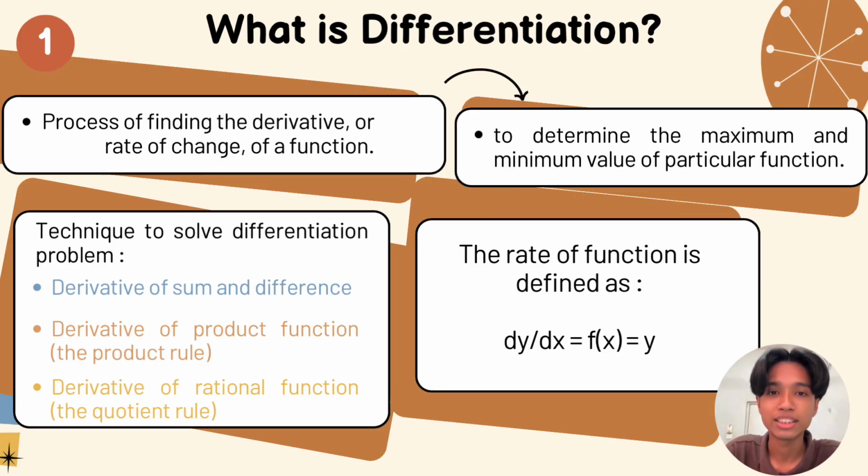What is differentiation? Differentiation is a process of finding the derivative or rate of change of a function. Why do we need to use differentiation? To determine the maximum and minimum value of a particular function. There are three techniques to solve differentiation problems. Firstly, derivative of sum and difference. Next, derivative of product function, which is called the product rule. And lastly, derivative of rational function, which is called the quotient rule. The rate of a function is defined as dy over dx equals f'(x) equals 1.